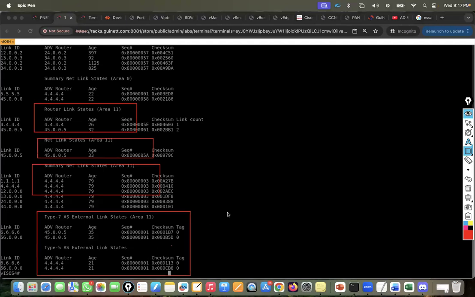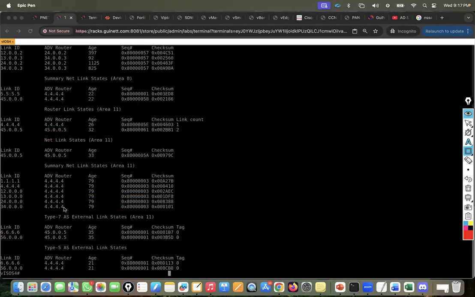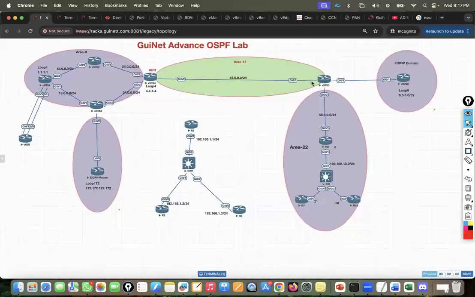Clear? So 7 is coming from external. Who is generating this type 7 LSA? See? This is the 45. Yes, it's router 5. We are correct. We discussed the same thing, na? Theoretically. Yes.